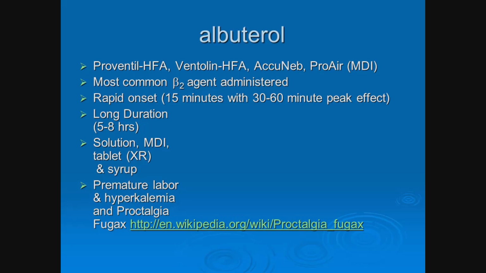So albuterol, better known as Proventil or Ventolin, or as we call it, albuterol or Preventol, because it's given for anything. It is the most common beta-2 agonist used on the market. Rapid onset, long duration, just what you would want to have. Multiple ways that we can administer it. Again, we're going to look primarily at the solution being nebulized and the MDI. It's also used in premature labor. It's also used with hyperkalemia.